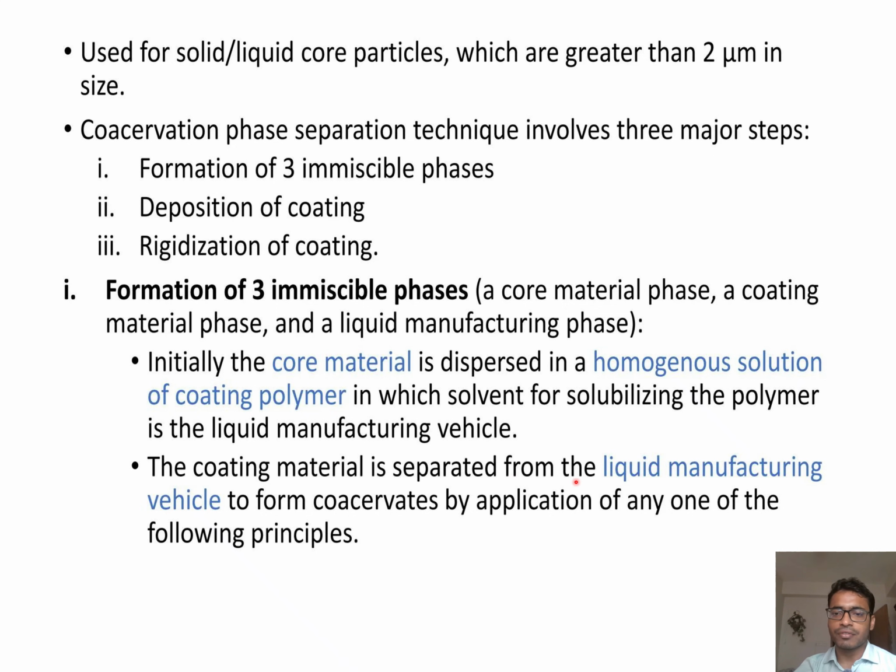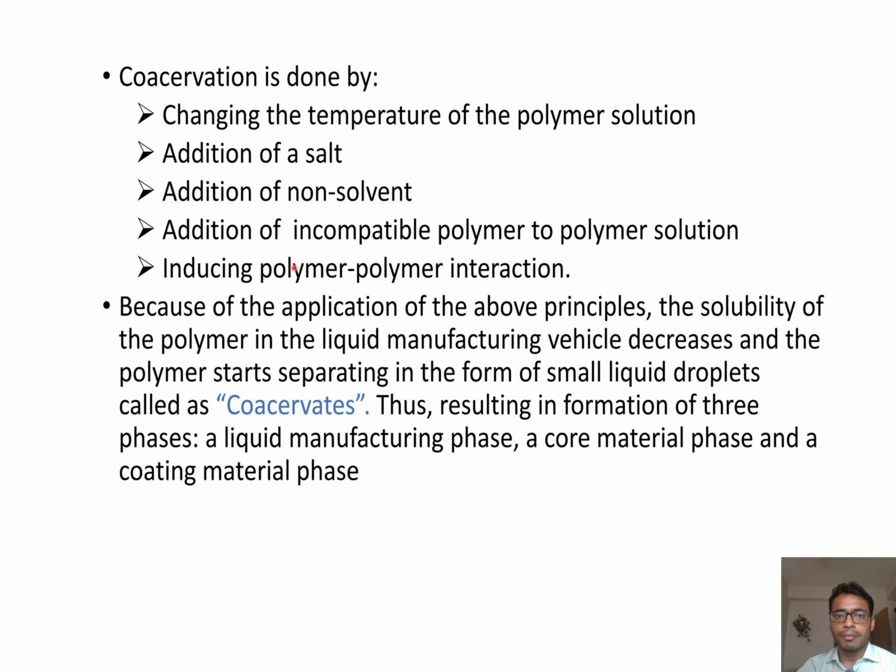The coating material is separated from the liquid manufacturing vehicle to form coacervates by application of any of the following principles. For example, it can be done by changing the temperature, addition of salt, addition of non-solvent, addition of incompatible polymer to the polymer solution, or inducing polymer-polymer interaction. Because of the application of the above principles, the solubility of the polymer in the liquid manufacturing vehicle decreases, and the polymer starts separating in the form of small liquid droplets called coacervates, thus resulting in the formation of three phases: a liquid manufacturing phase, a core material phase, and a coating material phase.